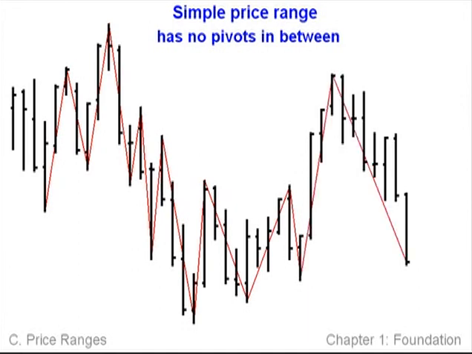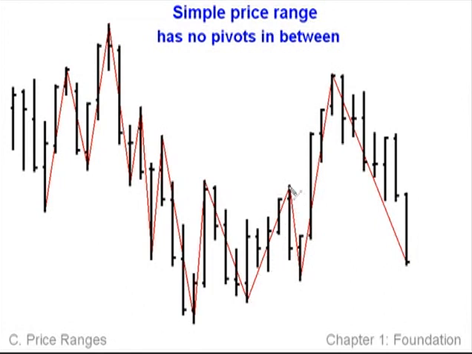The simple price range should be pretty easy to recognize. Just make sure to keep an eye out on things such as inside bars. In this situation here, the inside bar is a non-move, so the simple price range simply goes from this pivot low to this pivot high.